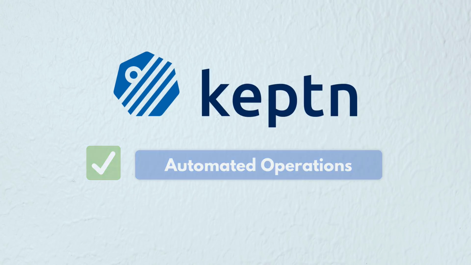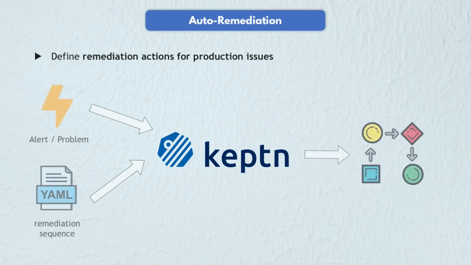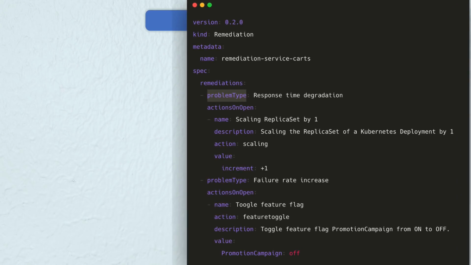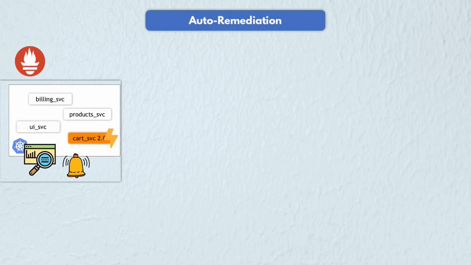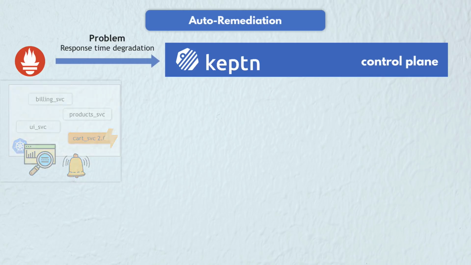So how does that look like? With Keptn, you can define what's called a remediation sequence for production issues. So you create a YAML file with steps to fix the issue. So how does the workflow for this look like? Alert Manager detects an issue and sends an alert that shopping cart service isn't working, like it's super slow or it's not responding at all.